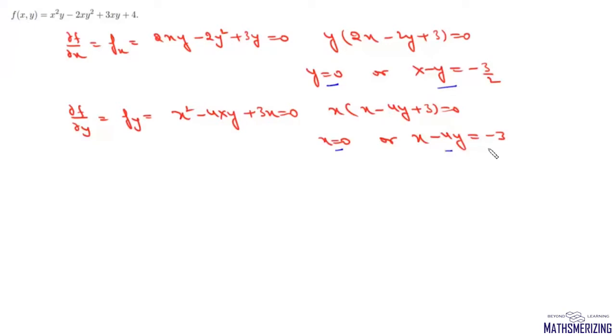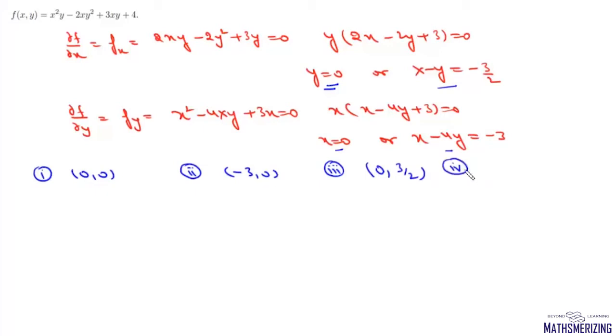So we'll get 4 points. The first point will be when y is 0 and x is 0. So one of the points is (0, 0). The second critical point is when y is 0; if we put y as 0, we'll get x as −3. So the other point will be (−3, 0). The third point is when x is 0; if we put x as 0, we'll get y as 3/2.